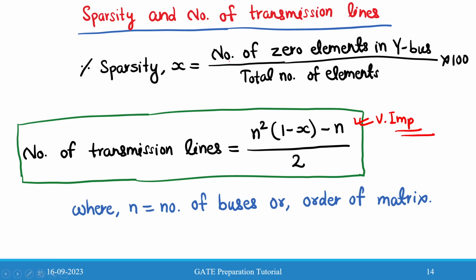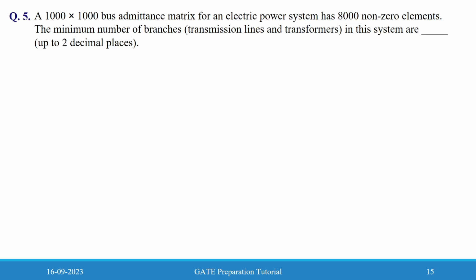Sparsity means it is sparse, denoting the zero elements in the Y bus matrix. So you don't need to put much effort into remembering this statement. I think you are more familiar with this word. Now we will solve one or two problems based on this sparsity and number of transmission lines. So note down this formula. We are going to solve the problem.